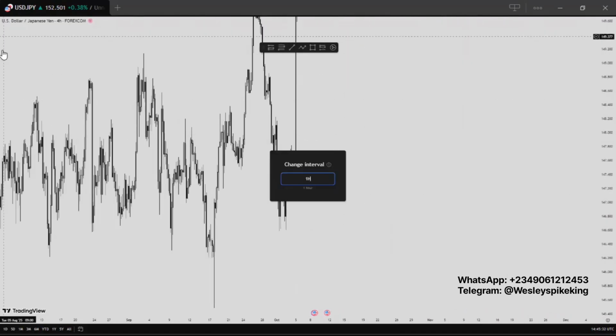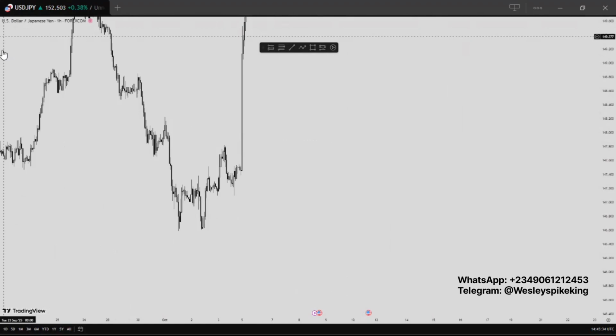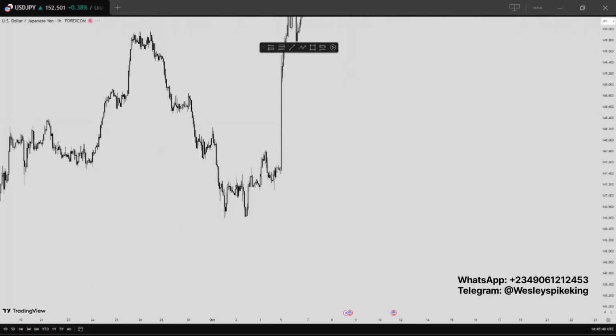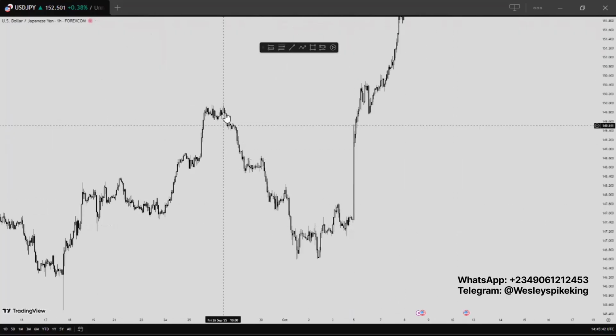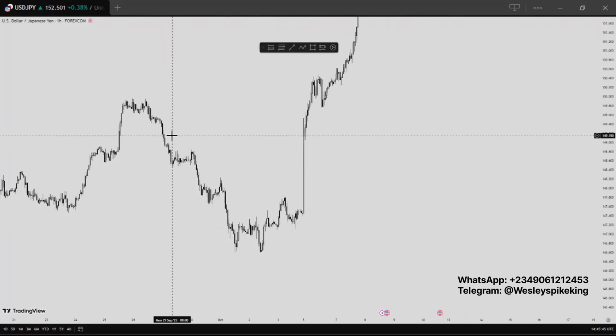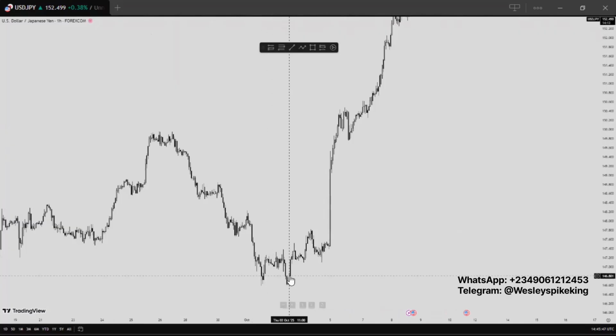Okay, I'm gonna view from the 1-hour time frame right now. So it was the base. All right, if not mistaken. Okay, now this is it right here. You can see a rally, base, rally.